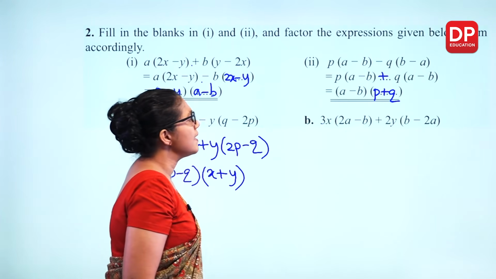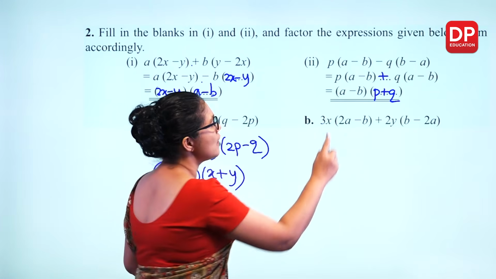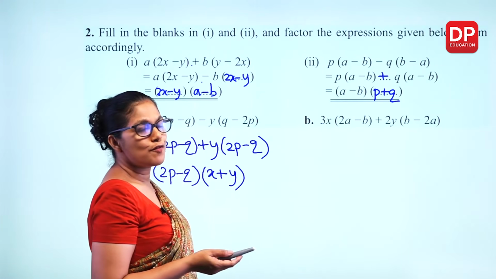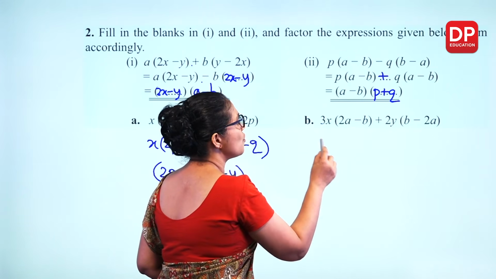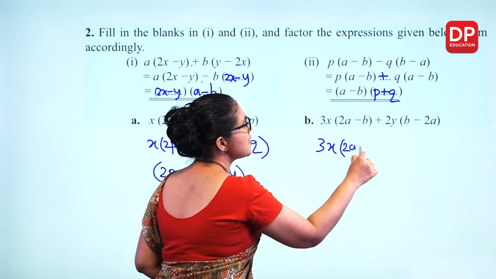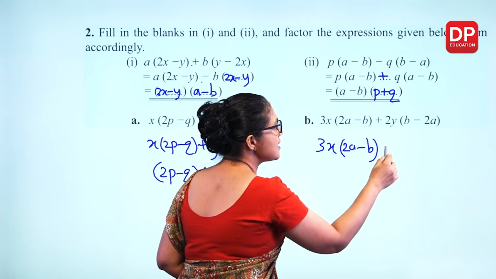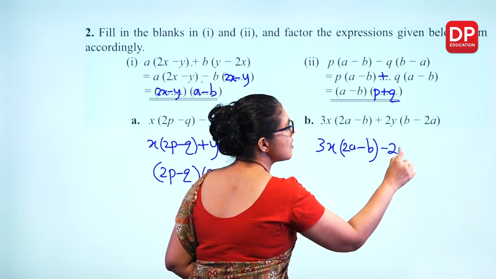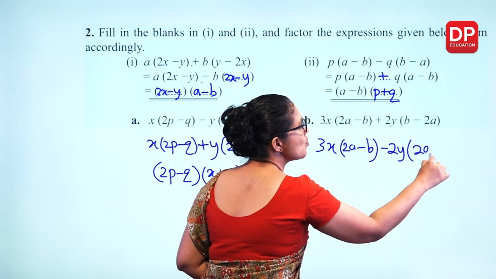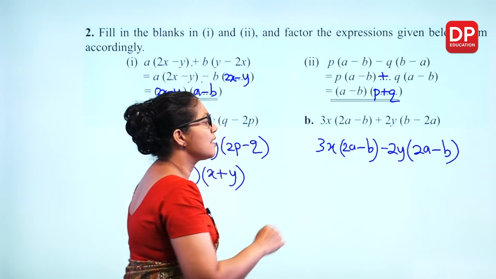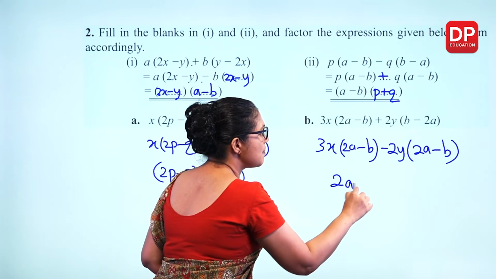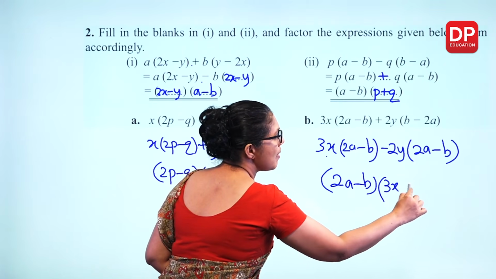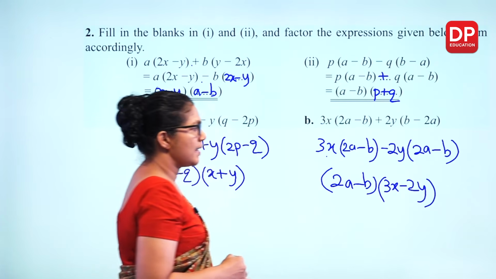Look at the next question. So here 2a minus b and the other one b minus 2a. So we have to switch the two terms. So what we can do, we write the first term as it is and the second term we switch. So what happens to the sign? Sign becomes minus 2y and this becomes 2a minus b. Now we can see 2a minus b is common, take it out. And what's remaining? 3x minus 2y.